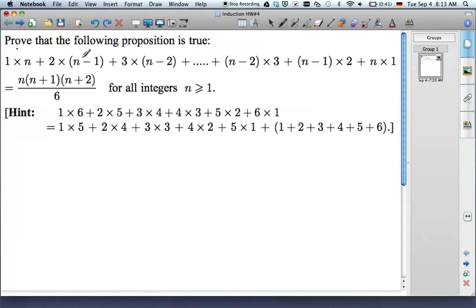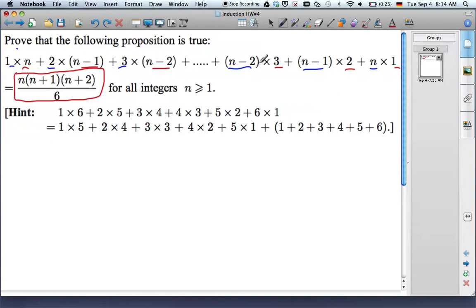In this example, we are asked to prove that the following proposition is true. 1 times some number plus 2 times that number reduced by 1 plus 3 times that number reduced by 2, and so on, until you come to that number times 1. If you sum up all those terms, then the proposition is that you will get n times n plus 1 times n plus 2 over 6.